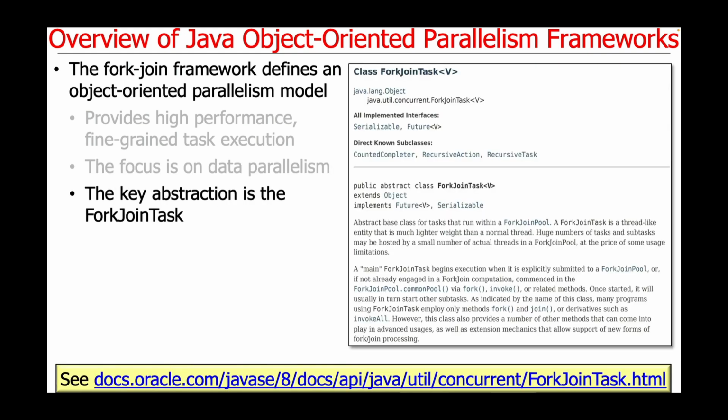And this particular mechanism that allows this is an abstraction or a class called the ForkJoinTask. And you'll get a chance to play around with ForkJoinTask because that's one of the things we do for our programming assignment, is have you work with ForkJoinTask.